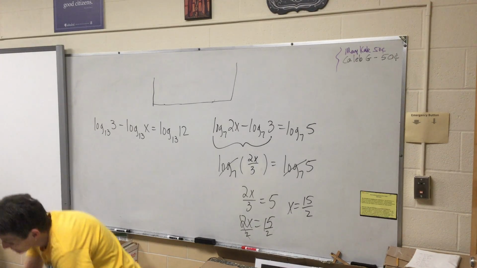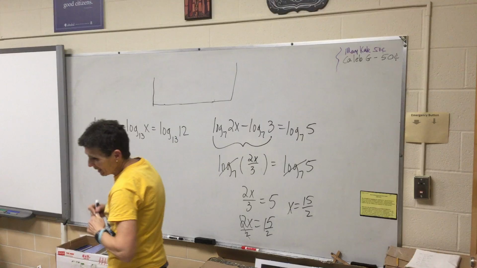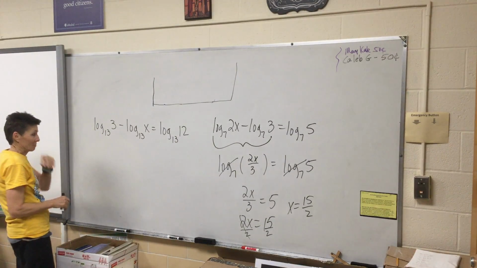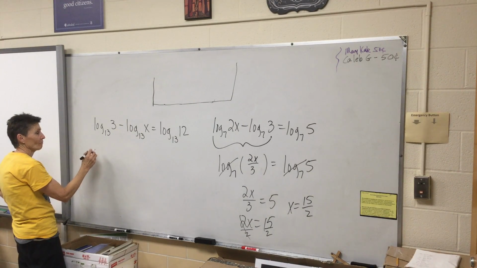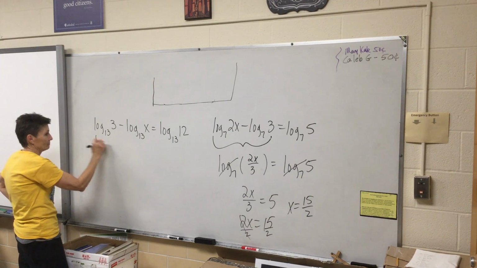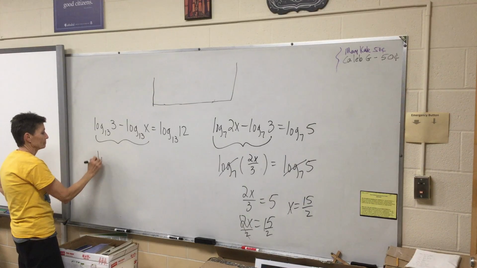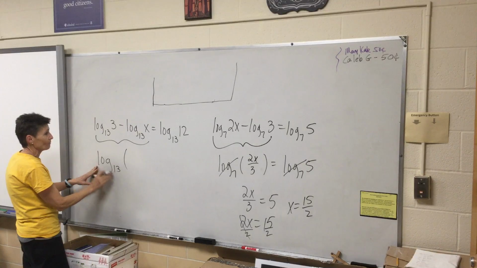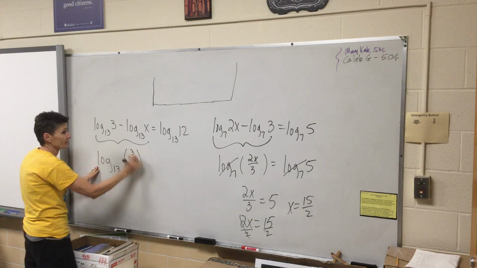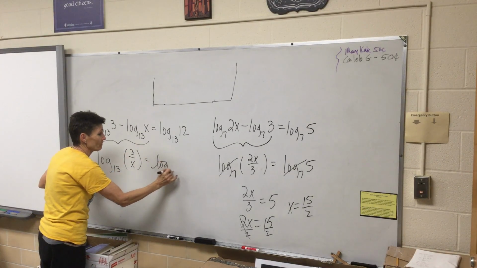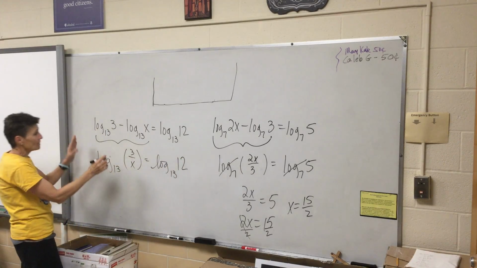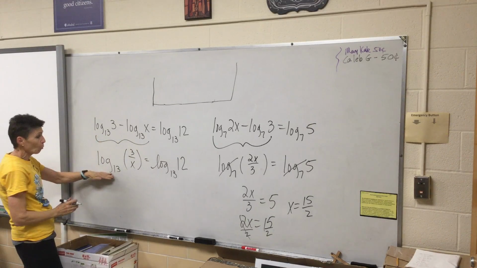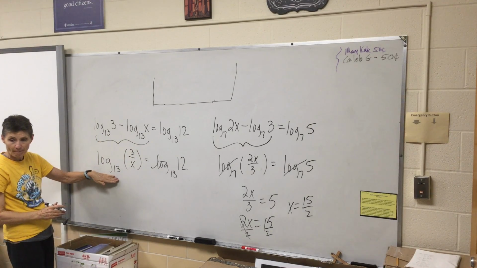Let's walk through it. Caroline, would you help us? Tell us what you did first. So first I combined the 3 and the x, so I did 3 over x. Exactly. So you still have your log, but you only have 1 now. You have log base 13 of 3 over x. Perfect. Remember, you're taking 2 logs and squishing them into 1. So you still have a logarithm.